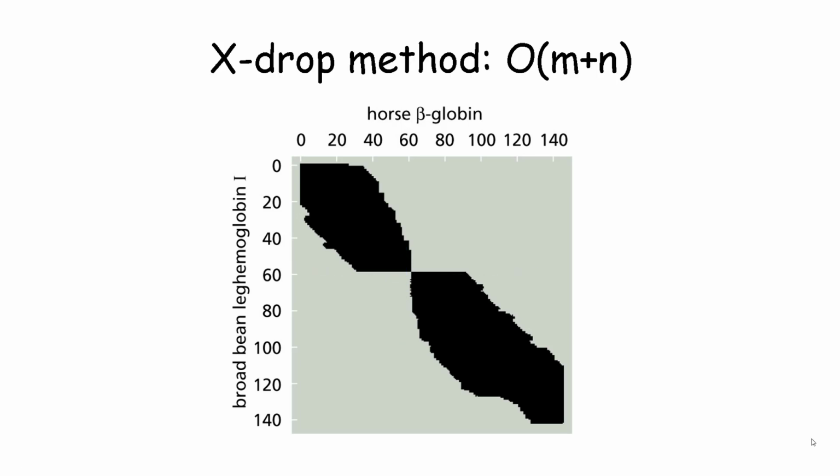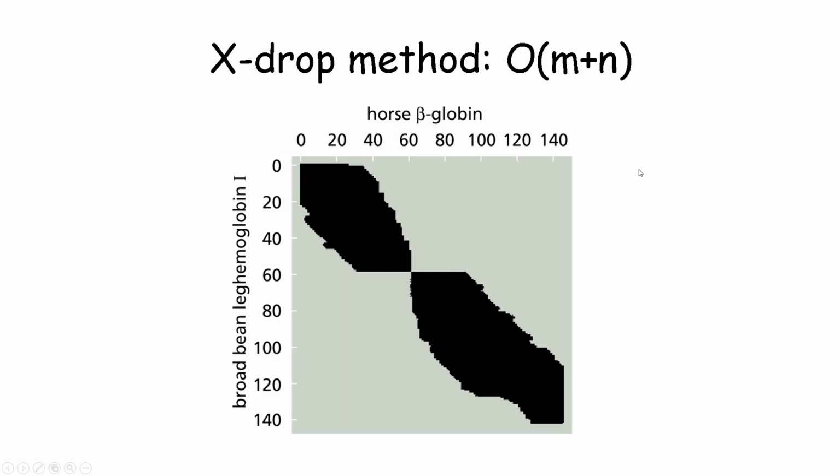Using the X-drop strategy, we end up exploring a much smaller portion of the dynamic programming table. Roughly, the amount of time we would spend to work on this problem is proportional to the summation of the lengths of the sequences rather than the product of them. In other words, the time complexity is linear in terms of the lengths of the sequences.